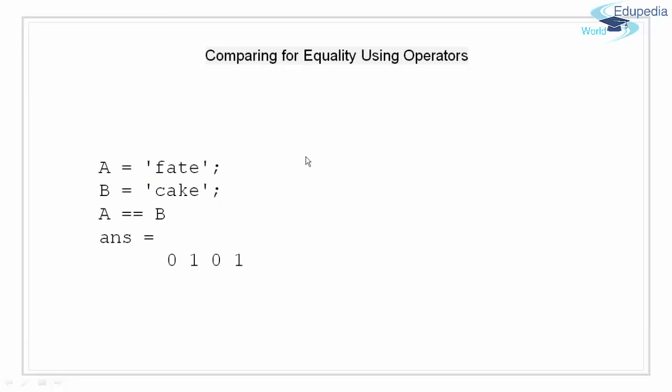Comparing using the equality operator. We can use the MATLAB relational operators with character arrays in the same way we use them with numeric arrays. Here is an example where I have used the relational operator equal to compare the strings 'fate' and 'cake'. The output we get is an array with 1 at positions where characters are the same and 0 where they are not. All the relational operators, such as less than or equal to and greater than or equal to, compare the values of the corresponding characters. So as you can see, F and C do not match, so we get 0. A and A match, so we get 1. T and K do not match, so we get 0. And E and E match and we get 1.